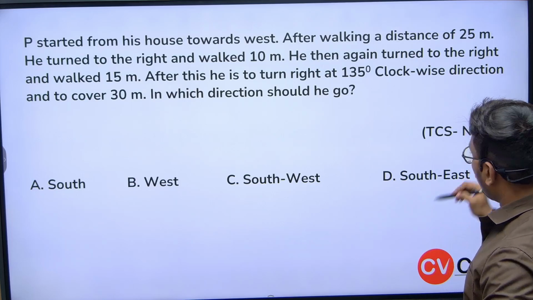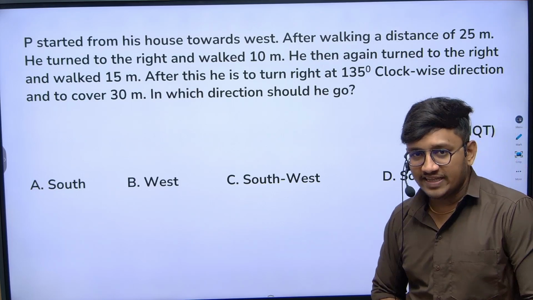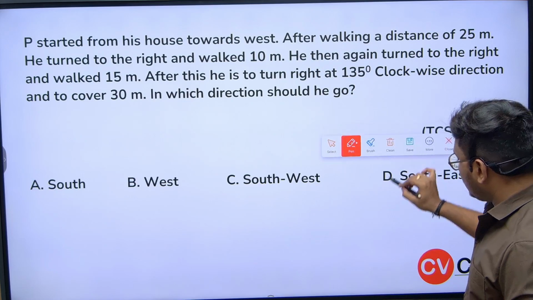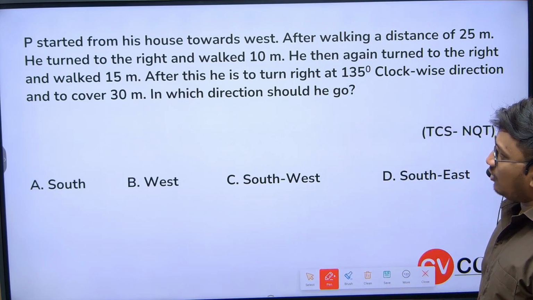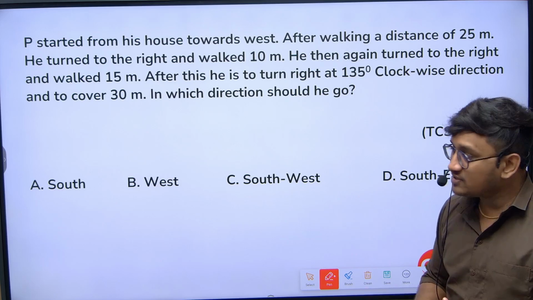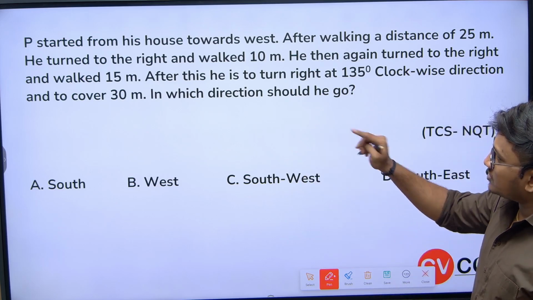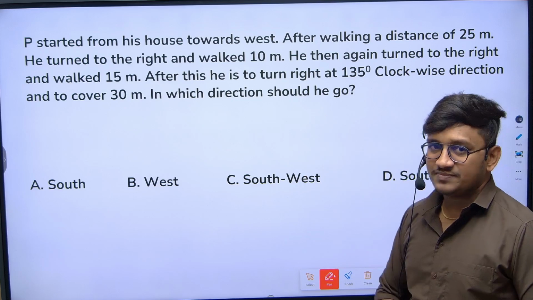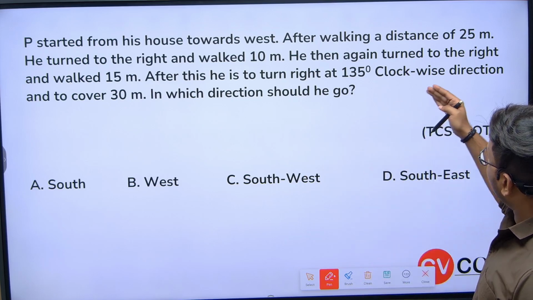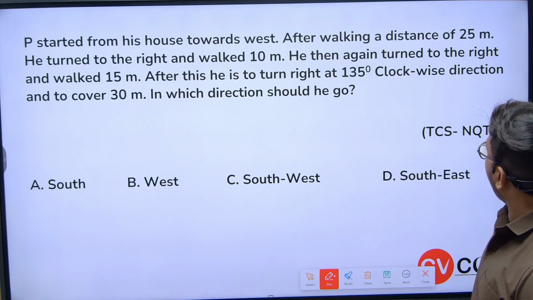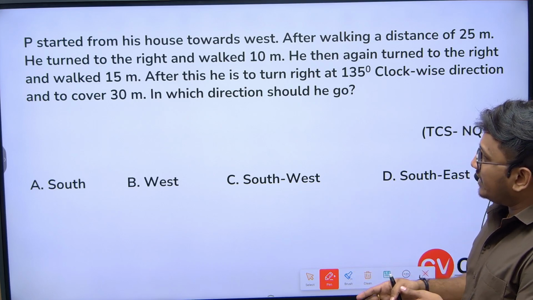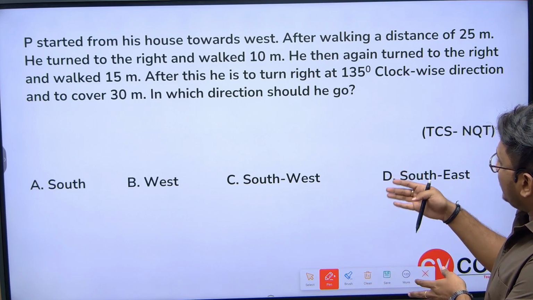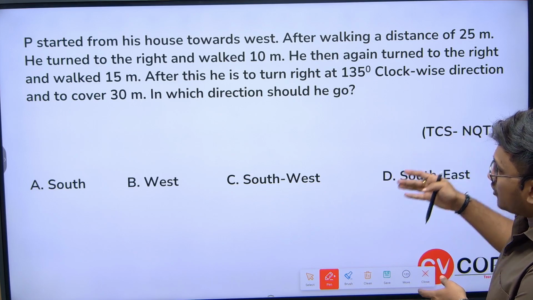Okay, we'll solve a question based on degrees as well, so that you will get more clarity on how to turn clockwise and anti-clockwise. So P started from his house towards west. After walking a distance of 25 meters, he turned to the right and walked 10 meters. He then again turned to the right and walked 15 meters.